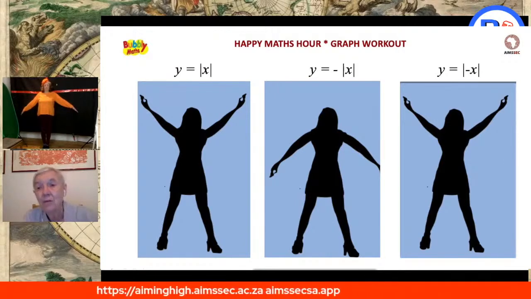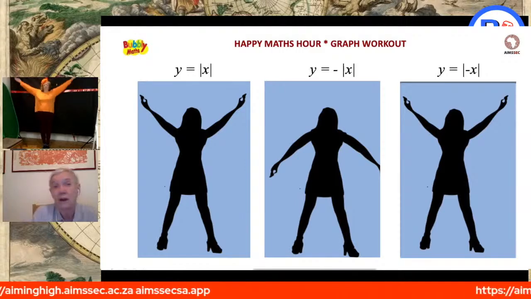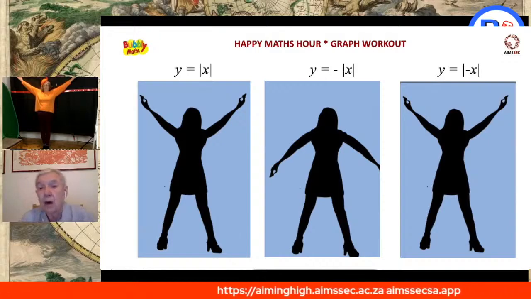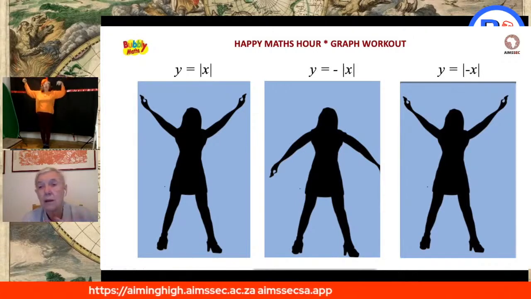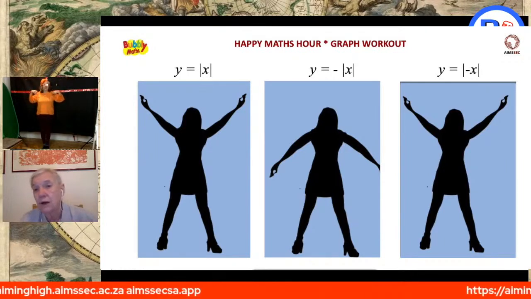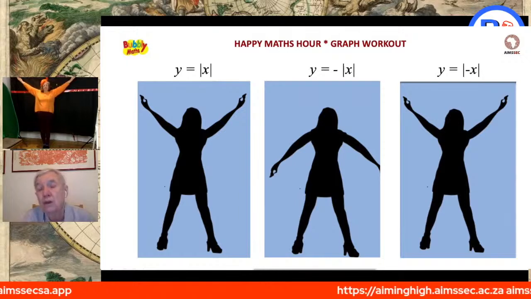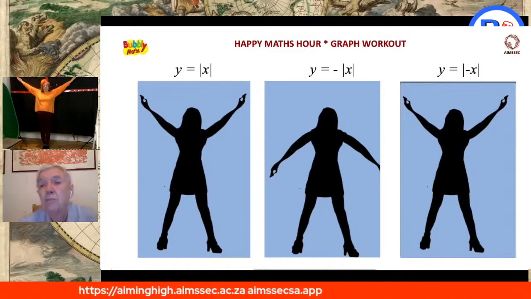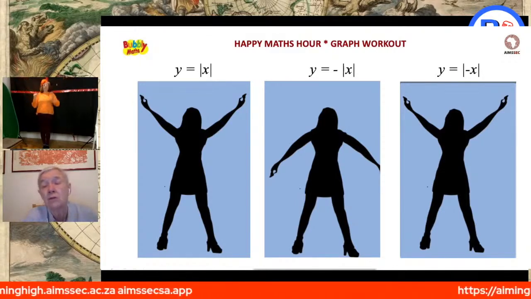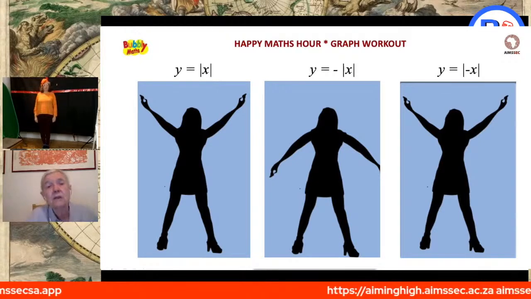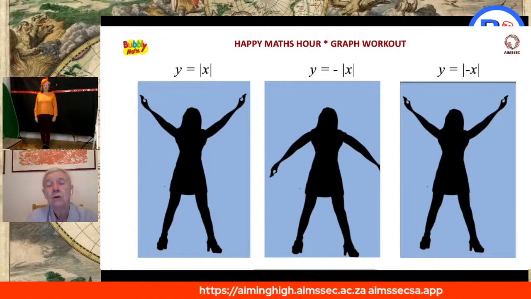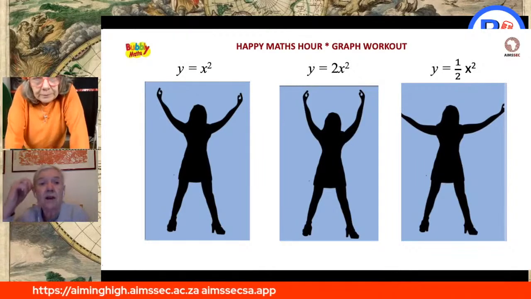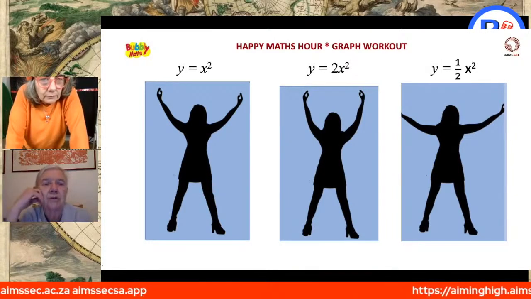And then the one on the right, oh my goodness, it's the same as the one on the left. Modulus of x is the same as modulus of minus x. Why? Well, because it doesn't matter what number x is. It could be positive or negative. This modulus always makes the answer, the value, positive. So she is raising her arms because all the values are positive. So we've done straight lines there, including the modulus being straight lines. We're going to show you these, and then Caroline will start showing you some more.